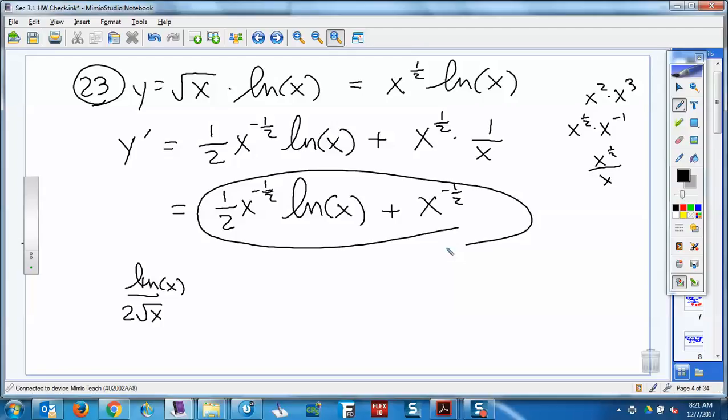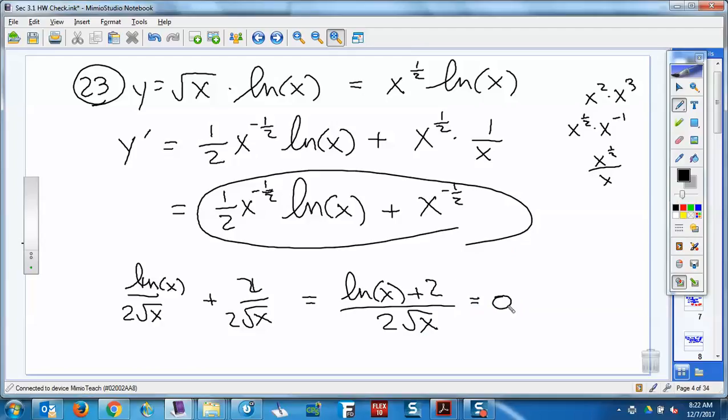But if you want to go back to square roots, then maybe put it together and get a common denominator. There's all kinds of things we can do after this. We can do this, and then this would be 1 over square root of x, and then we could multiply the top and bottom by 2, and now we can put it back together: ln x plus 2 over 2 square root of x. If I was doing the derivative and setting it equal to 0, then I would probably want to do that, because that makes it easier to solve.